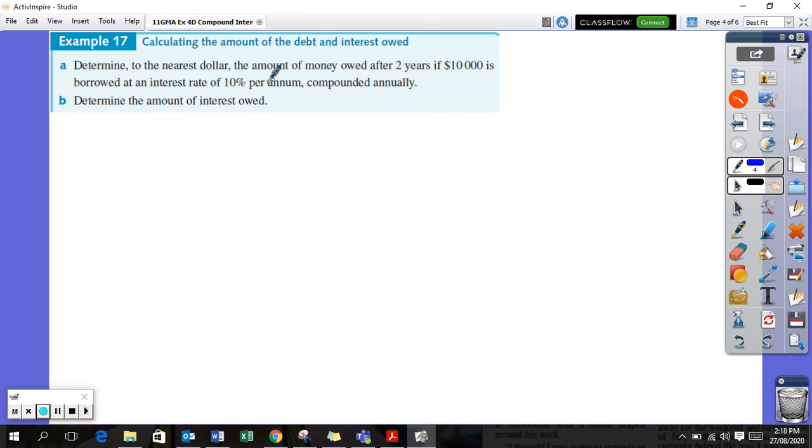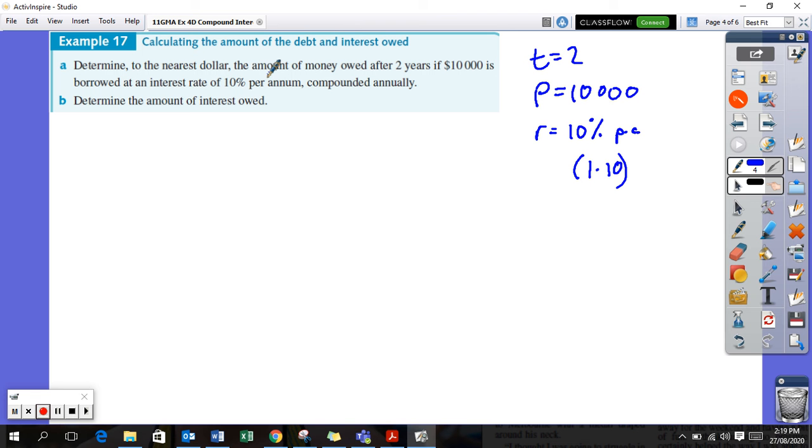Okay, calculate the amount of debt and interest owed. So determine to the nearest dollar the amount of money owed after 2 years. So time is 2. If $10,000, so that's the principal, is borrowed at an interest rate of 10% per annum. So that's just going to be 1.10.